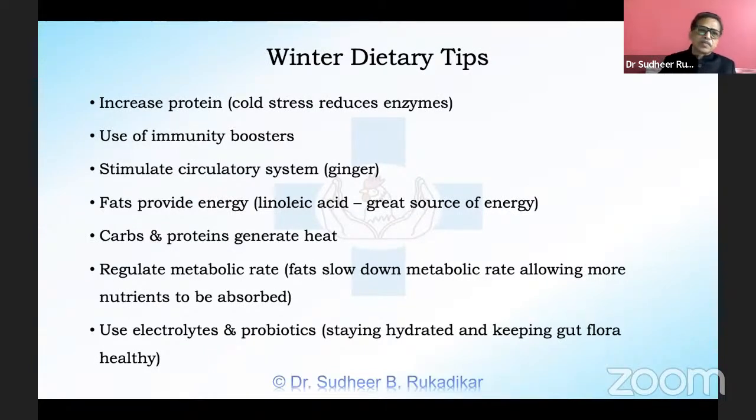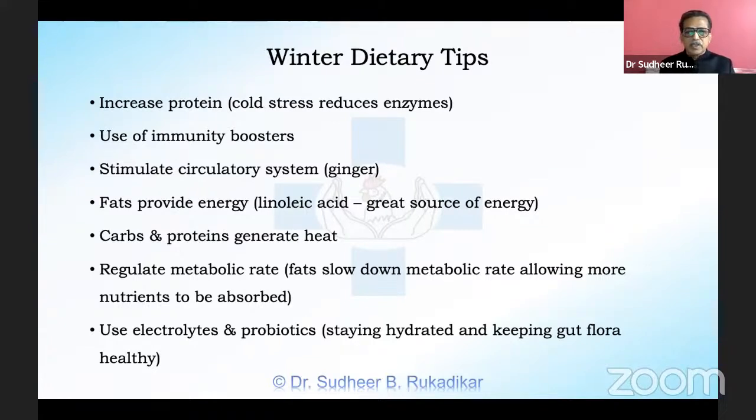And then use of electrolytes and probiotics. Now, some people will ask me why electrolytes in winter? We are always prescribing them in summer. The electrolytes are also needed since the body is not functioning, all the systems are not functioning properly. And the birds need to stay hydrated. They should not be dehydrated. For that, we have to use some quantity of electrolytes, but take precaution not to disturb the electrolyte balance in the body of the birds, and keep the gut flora healthy with probiotics.